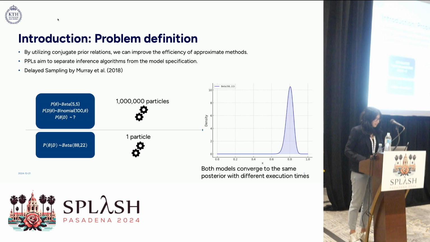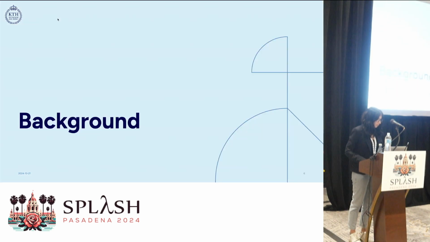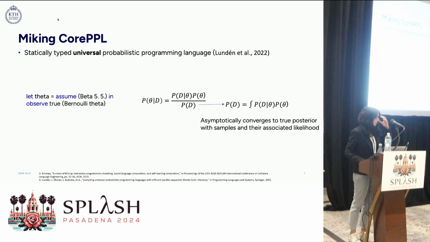So before answering that question, I want to give a bit more background information because I'm using these languages and concepts in my approach. CorePPL is a statically typed universal probabilistic programming language. And here, statically typed just means types are known at compile time.